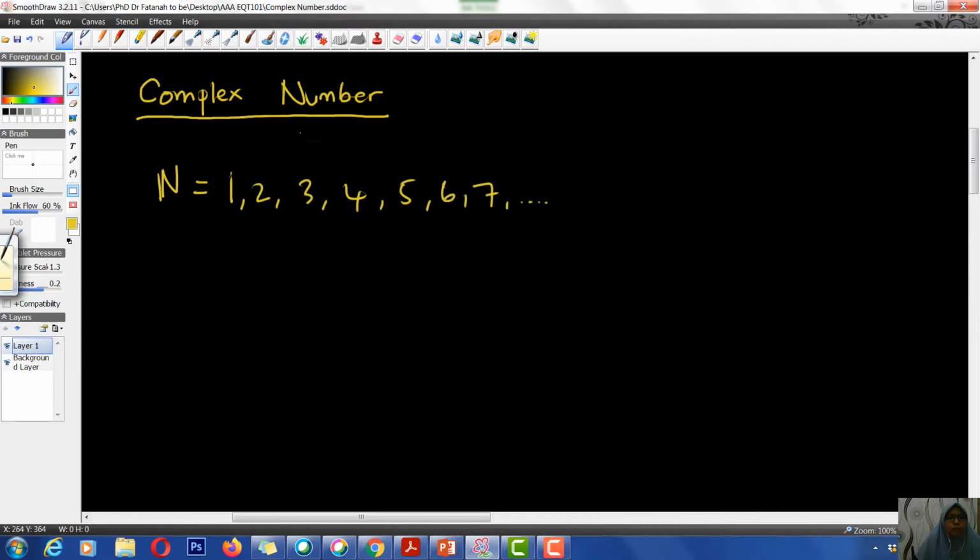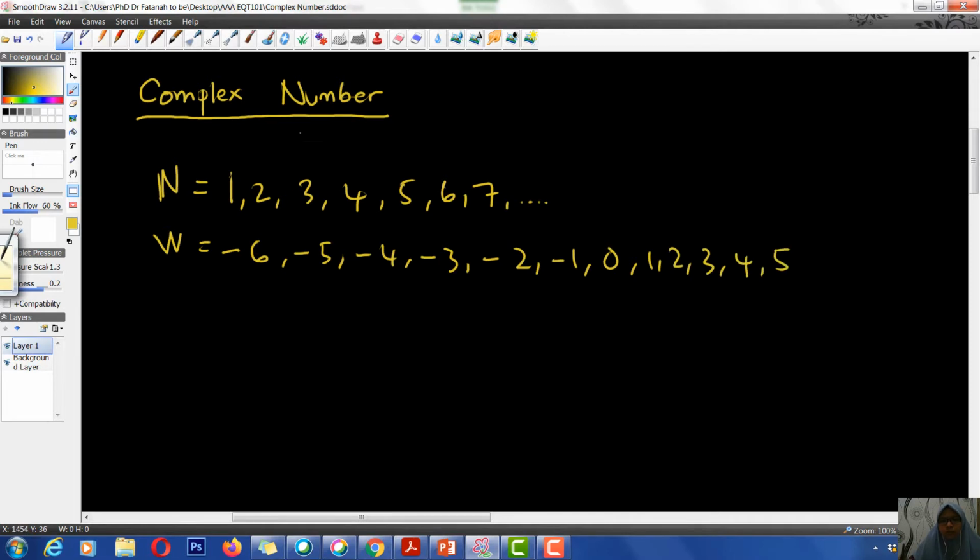And then we have integers, whole numbers. We have negative numbers in the whole numbers. So we have negative 6, negative 5, negative 4, negative 3, negative 2, negative 1, 0, 1, 2, 3, 4, 5, and so on.